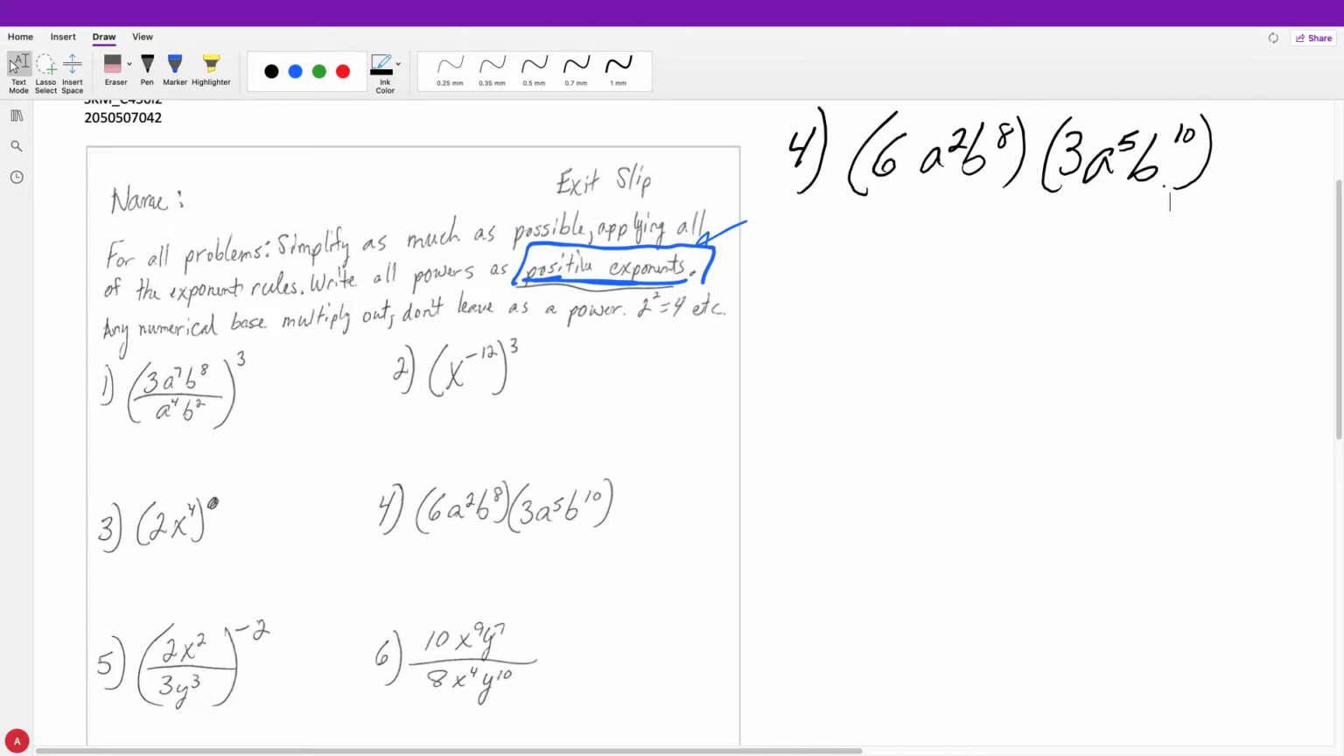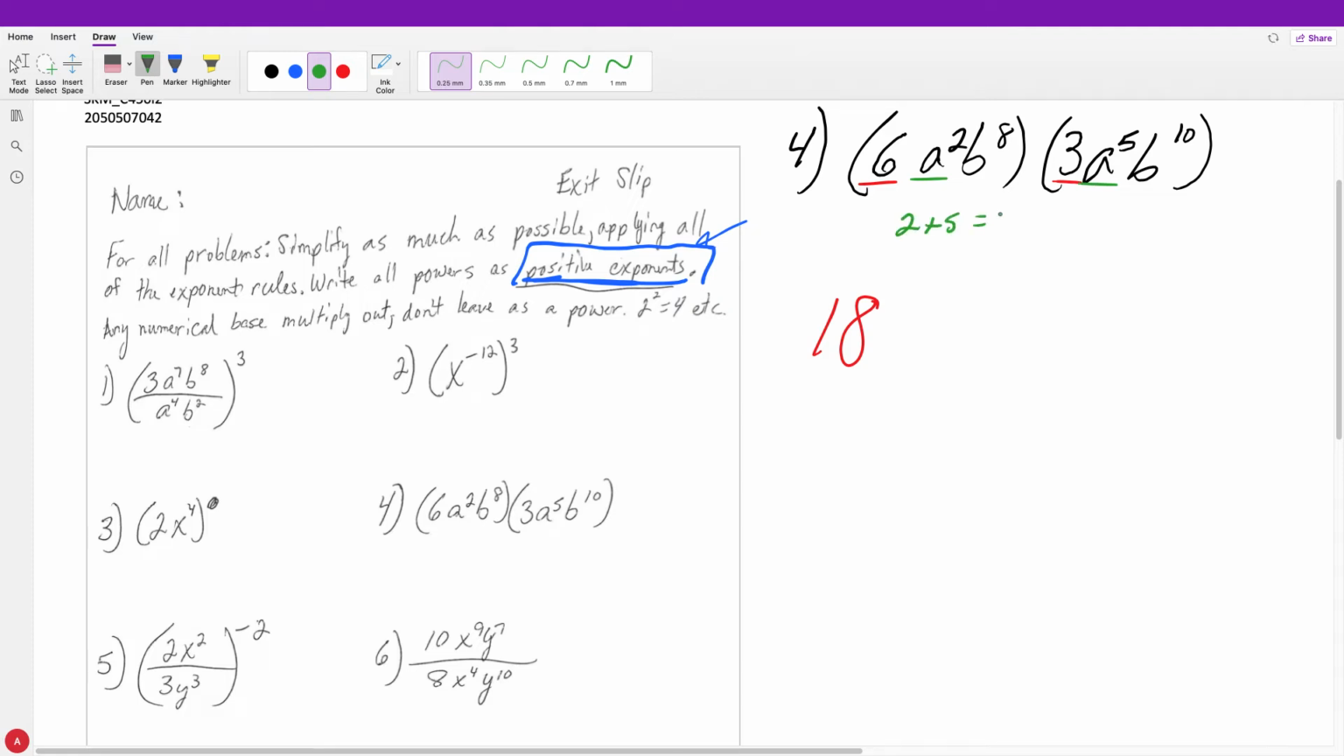All right, now for this problem, there's no powers, no exponents that are outside these parentheses, so we're simply multiplying them together. So we multiply our likes with our likes, meaning our coefficients we multiply. So 6 times 3 gives me 18. And now when we multiply our like bases, when we multiply, we add our powers.